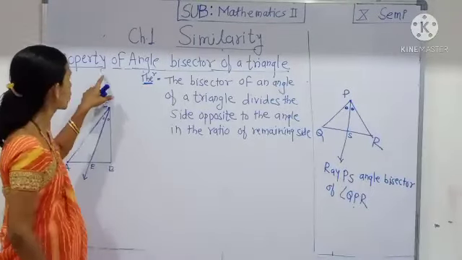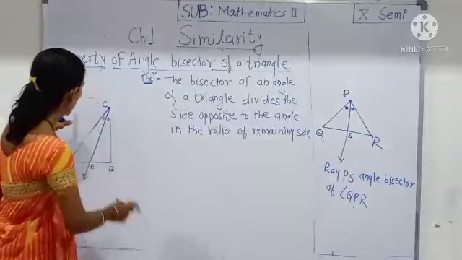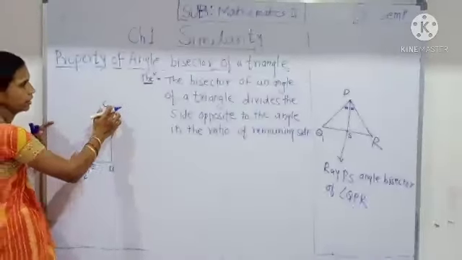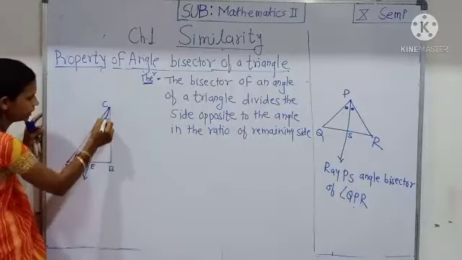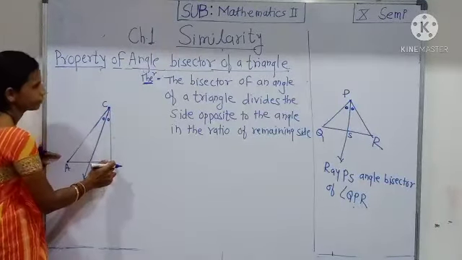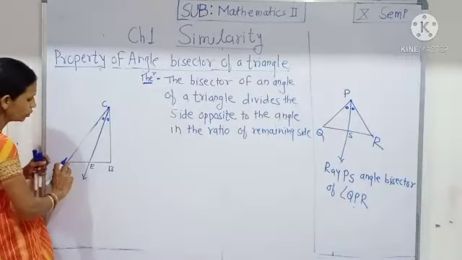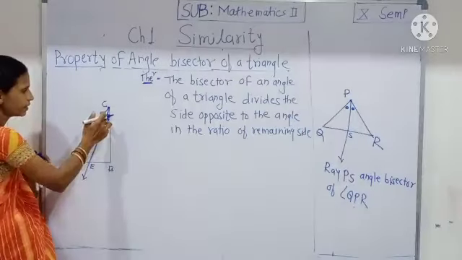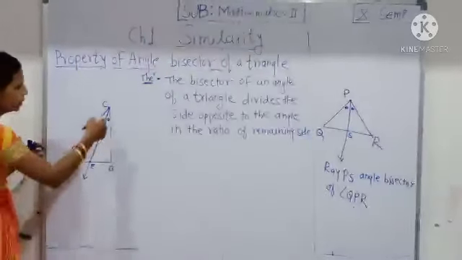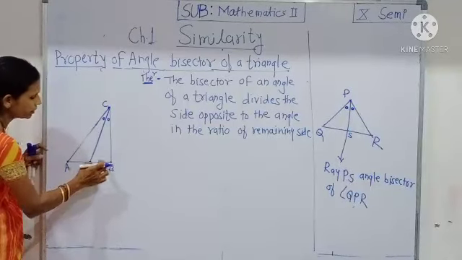Now the property or theorem related to the angle bisector of a triangle: in triangle ABC, ray CE is the angle bisector of angle ACB, and that angle bisector intersects the opposite side AB at point E, and therefore the angle bisector ray CE divides AB into two parts.